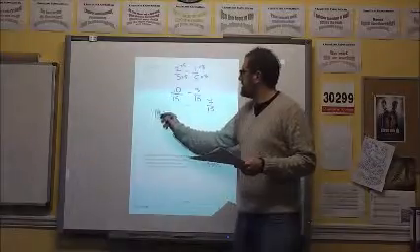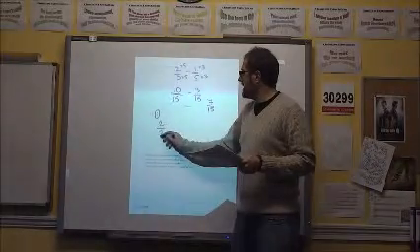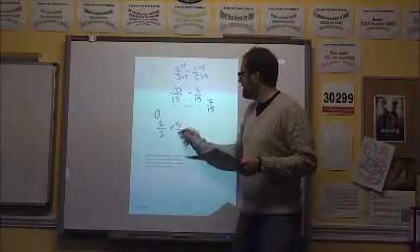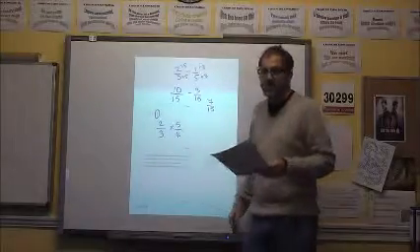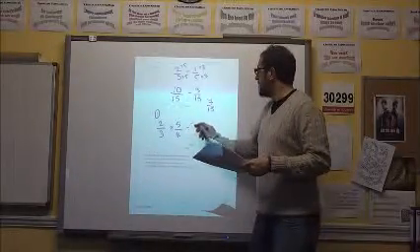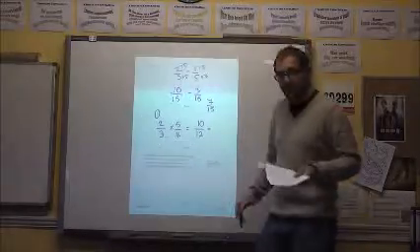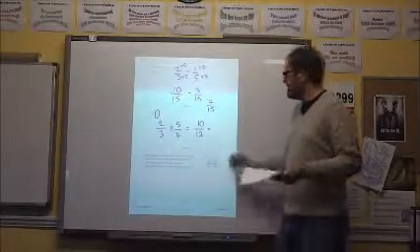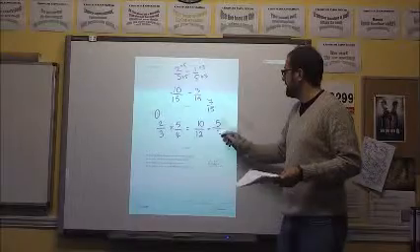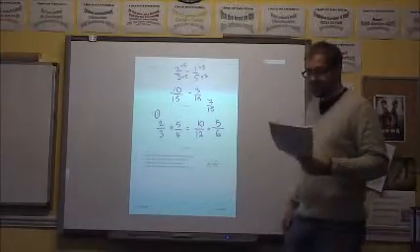To divide fractions, you flip the second one upside down and you make it into a times, which would be 10 over 12, which you can then simplify because they're both even. Simplify to 5 over 6.